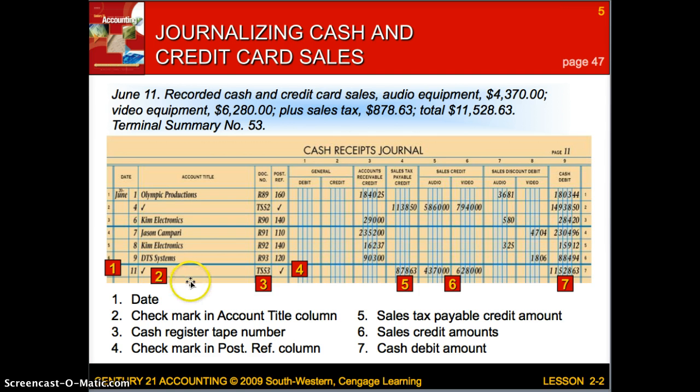We will put our cash register tape number TS53, terminal summary 53. Check mark in the post reference column because we won't have an account number for that to put back in later. Okay. Then our sales tax payable credit comes next, $878.63. That's right here. Our sales credit for audio, $43.70. Our sales credit for video, $62.80 even. And then our total, our cash debit is $11,528.63.